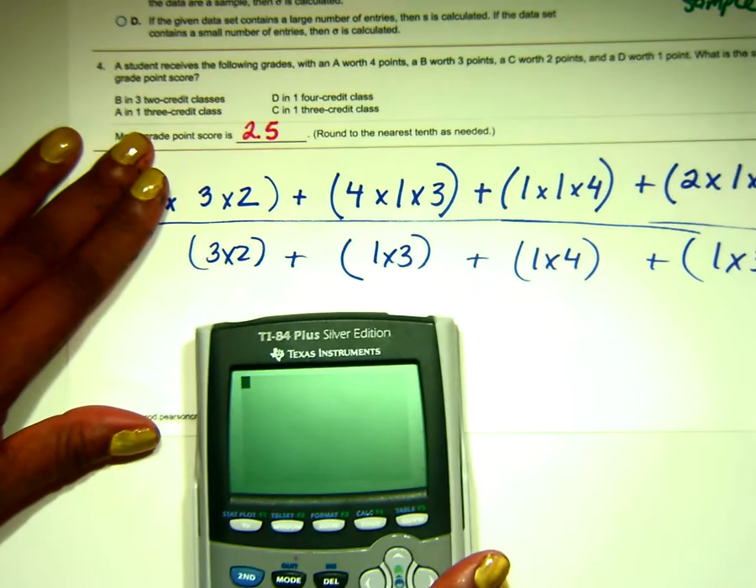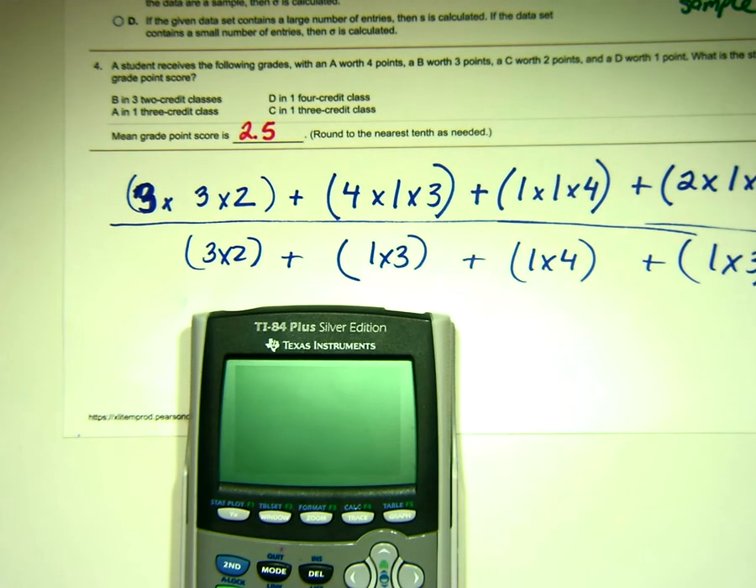I'm going to do the numerator first. So I'm going to have 3 times 3 times 2 plus 4 times 1 times 3 plus 1 times 1 times 4 plus 2 times 1 times 3. So we have a total of 40. For your number of credits, which is your denominator, that would be 3 times 2 plus 1 times 3 plus 1 times 4 plus 1 times 3. So now I'm going to have 40 divided by 16, and that's where we got the 2.5 from.